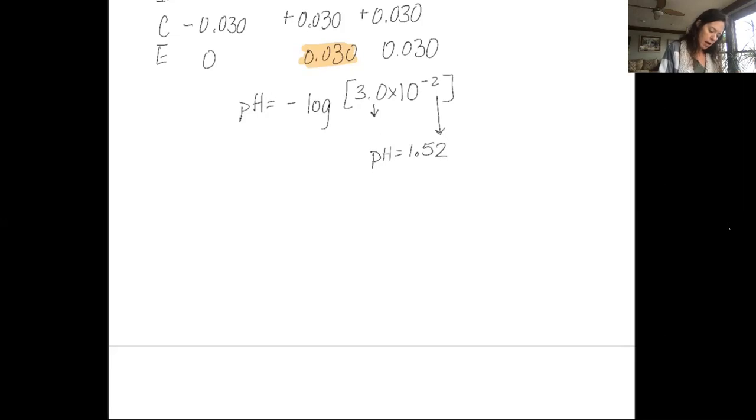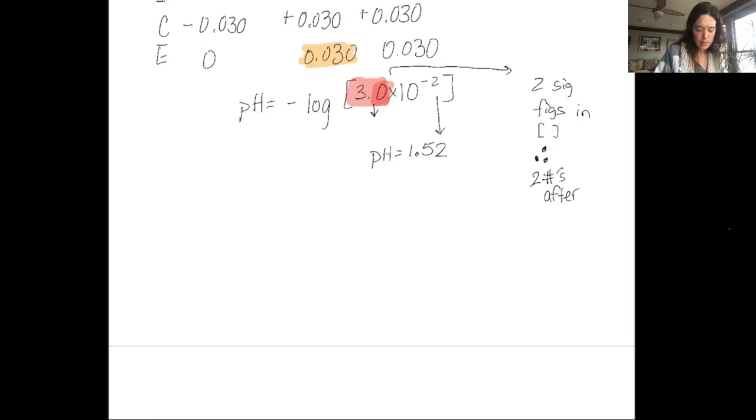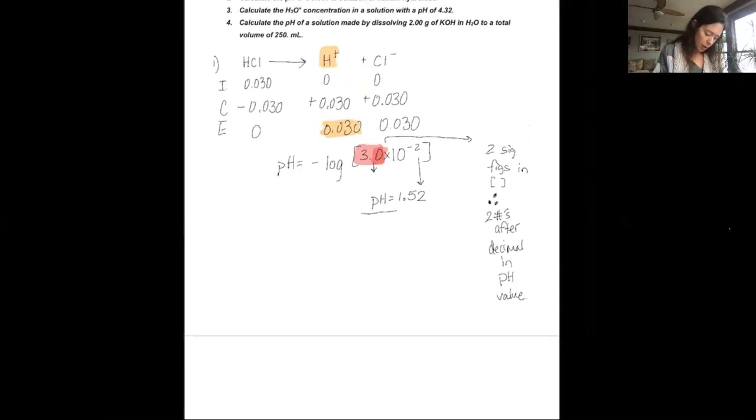A note about sig figs. There are 2 sig figs in my concentration. Therefore, two numbers after the decimal in the pH value. Okay, so we have our pH. We predicted it too, right? We predicted about where it would be because we're learning to do that.